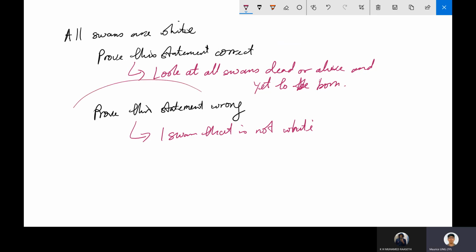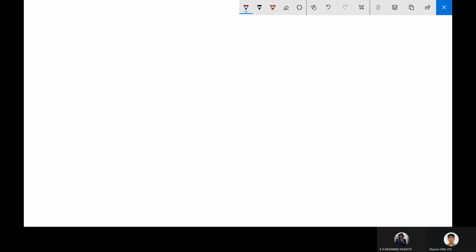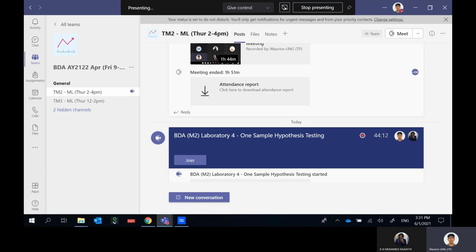Correct. So that is why we set null hypothesis to prove it wrong, rather than set null hypothesis to prove it right. So this is the null hypothesis. It's easier to prove the null hypothesis wrong than to prove the null hypothesis right. It's our other if the null hypothesis is wrong.